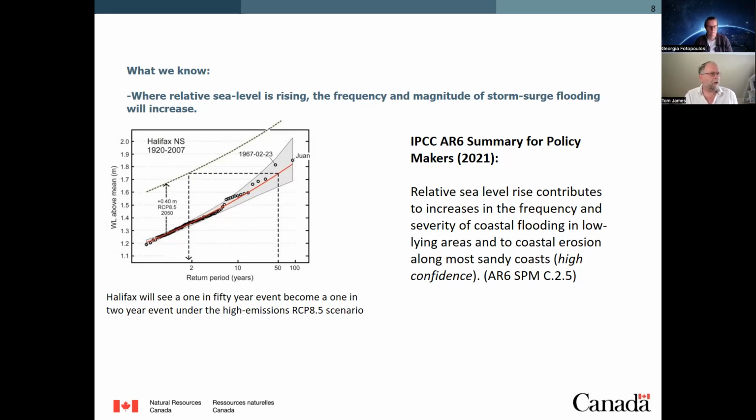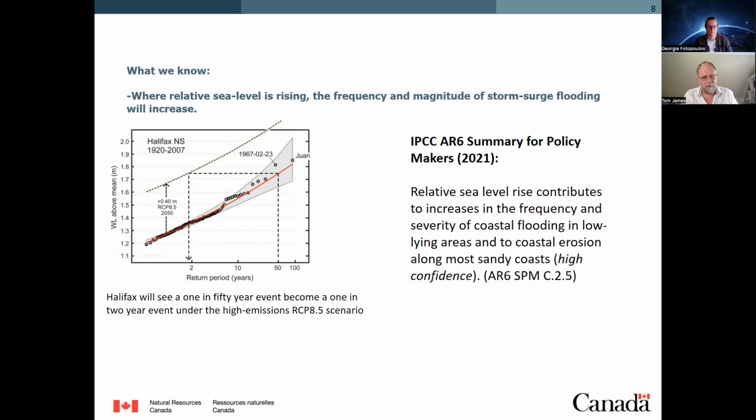And the plot on the left is a specific example for Halifax, where 40 centimeters of sea level rise, which is possible at the upper end by 2050, moves a flooding event that has happened historically on average once every 50 years, so a 2% probability of it happening in any given year, to once every 2 years, or a 50% probability.